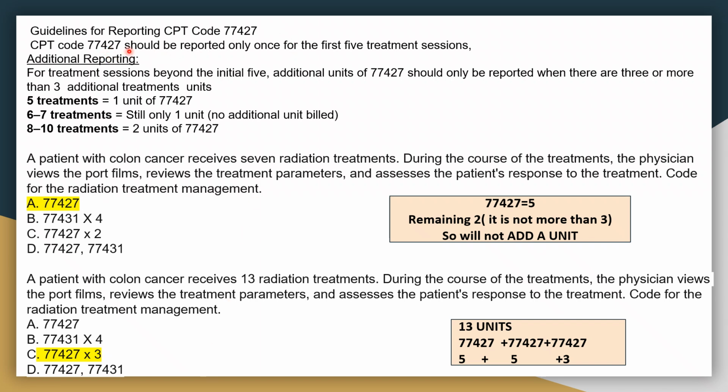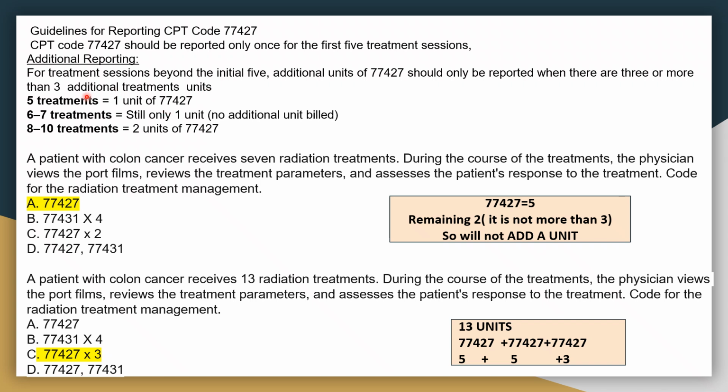The CPT code 77427 should be reported only once for the first 5 treatment sessions, because that is the code language, that for the first 5 treatment sessions we write 77427. Now additional reporting. For treatment sessions beyond 5, we will add an additional unit of 77427, and the mantra is you should add that additional unit only when there are 3 or more than 3 additional treatment units.